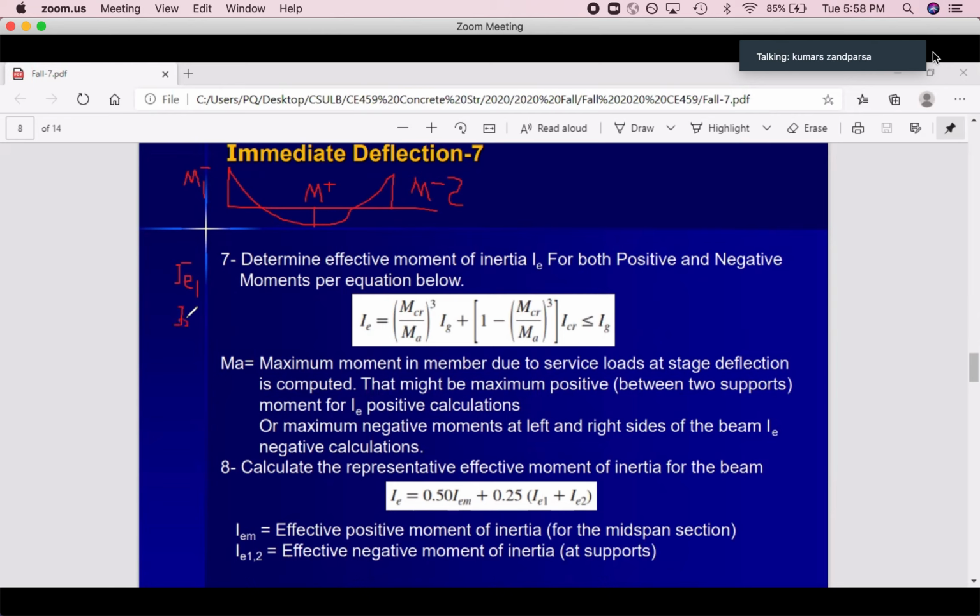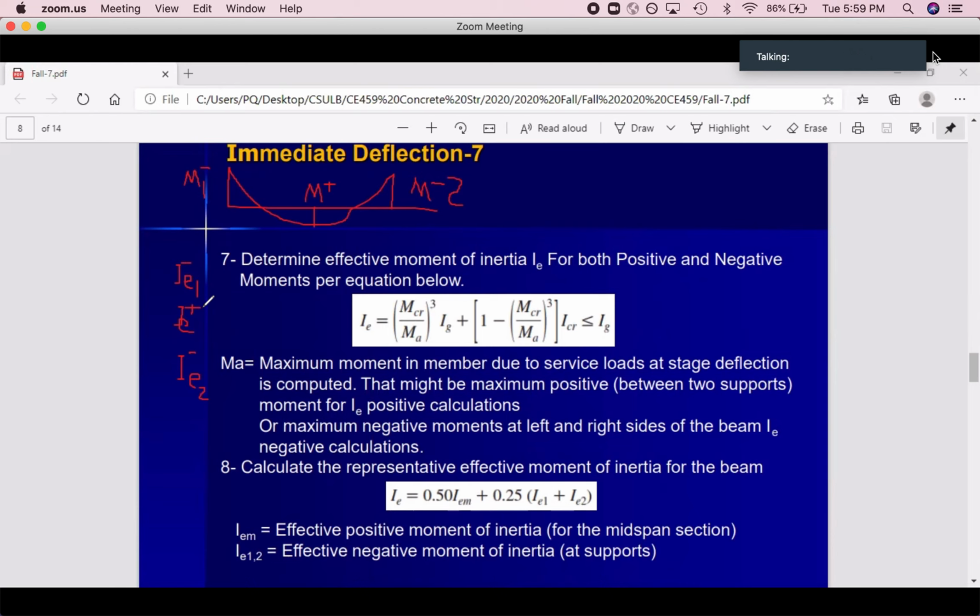positive, consider this IE positive. Then do the same for other side, IE -2. Yeah, that's it. So I find 3 IEs. So what should I do with these 3? In order to calculate 1 IE, that's the final calculation. Okay, 50% times IE positive. IE median means IE positive. Yeah, that's the positive part.